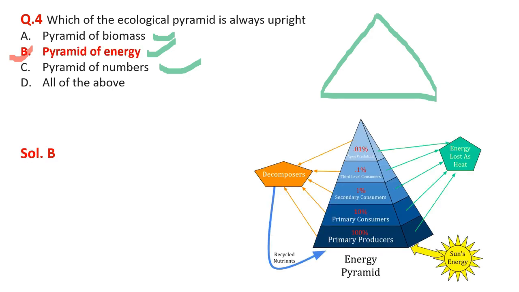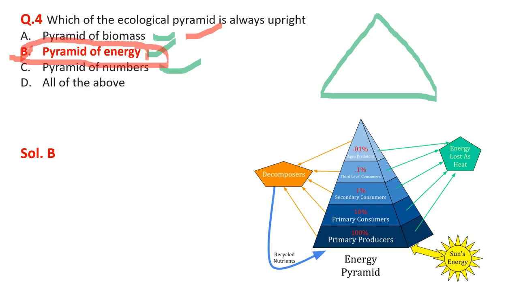So if you see here, biomass, you should be knowing the meaning is organic matter. So it can be even upright as well as it can be even inverted also. And if you see with respect to the pyramid of numbers, it can be combination of both upright as well as inverted. So in the previous forest you had studied, below there is one big tree, and on it there are birds. So it can be in the other way also.